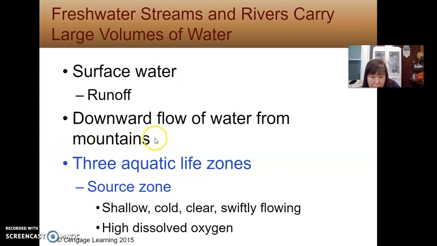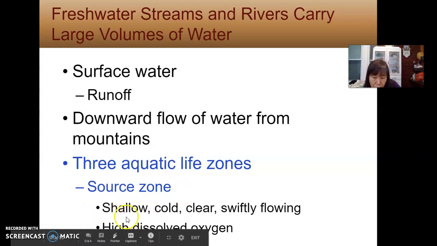So if you have the mountain, where is the source of water? So you have a snow melt, you have ice melt, right? So those water sources, when they melt, they are shallow, they are cold, they are clear, and then they run fast. And then since they are cold, they can hold more oxygen in it.